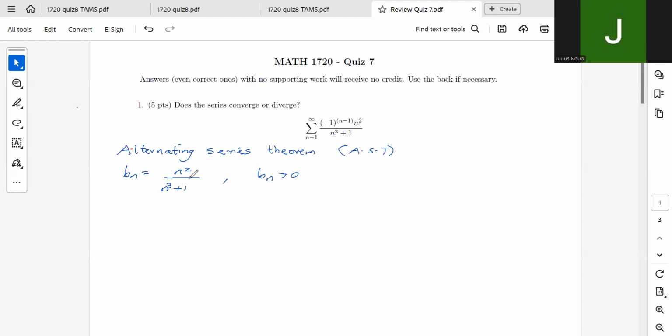We can see that because n is starting from 1 onwards, so if you plug in the values of n, this one is satisfied. The second one is that the function should be decreasing. So we have that Bn plus 1 is less than or equal to Bn. We can check this one easily by finding the first derivative.